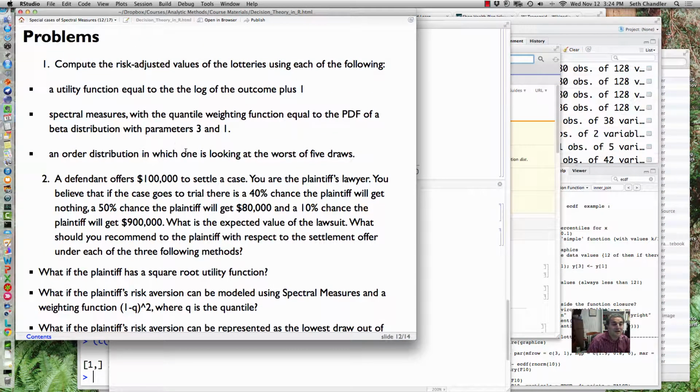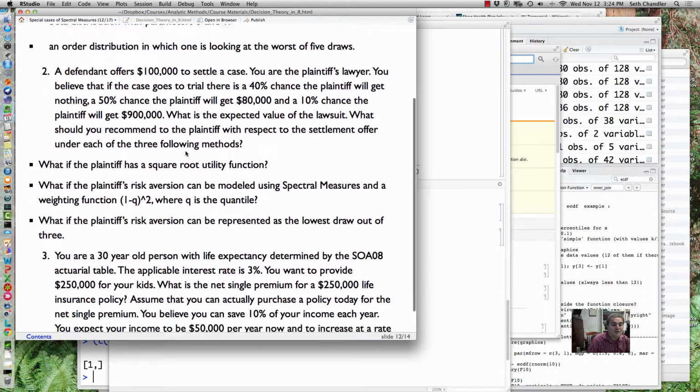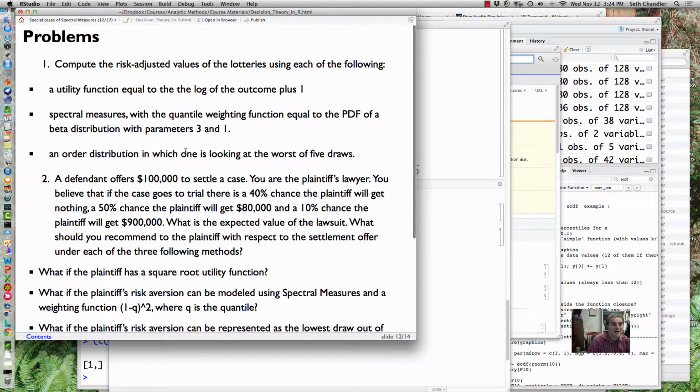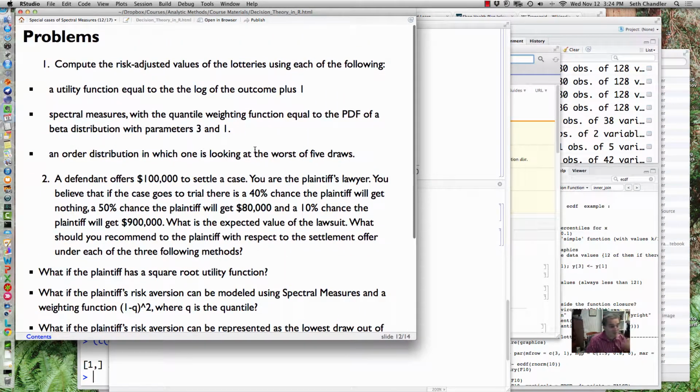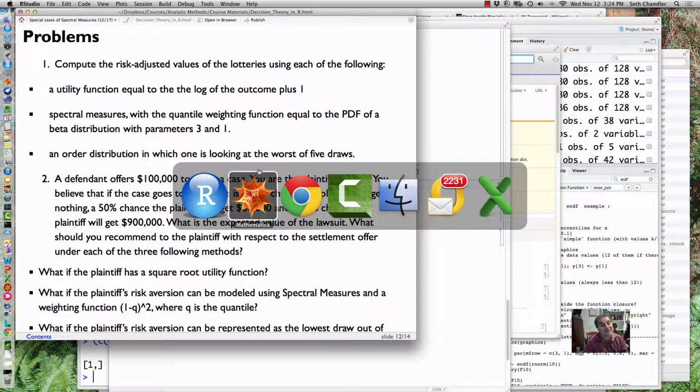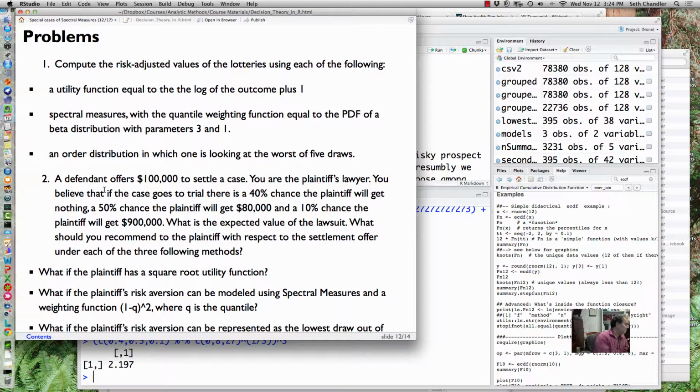All right, so here are some problems that you might want to practice on. And when you're done practicing those, there's a problem set which is very similar to these. Okay, and that's what's due next week. So, those are 3 methods of evaluating risk: certainty equivalent wealth, spectral measures, order distributions. And we're now in a position to go back to this problem.